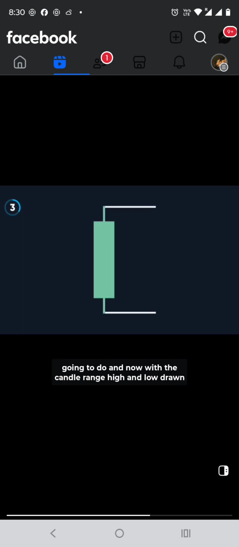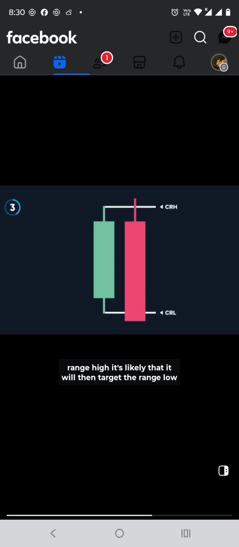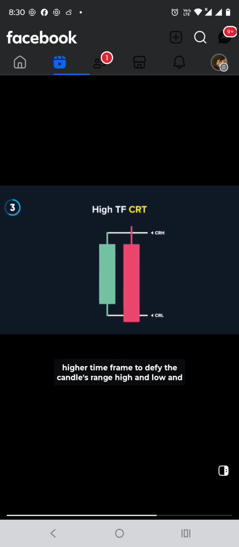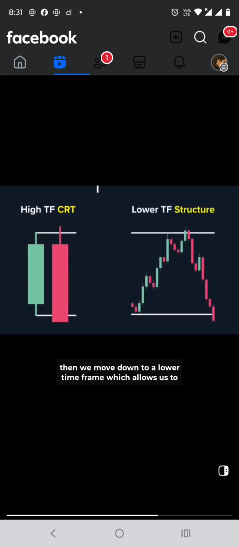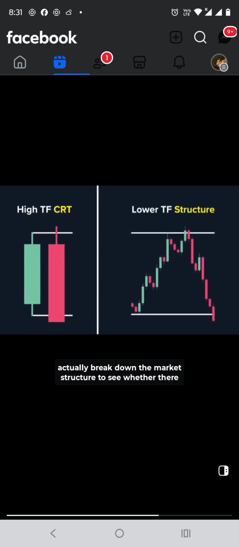To figure out what exactly the market is going to do, with the candle range high and low drawn out, we know that if the following candle sweeps the range high, it's likely that it will then target the range low next. But observing this on the daily time frame doesn't really tell us much, because whilst it will show where this second candle will open and close, it doesn't offer us the important market structure that we are looking for in order to justify a trade. This is why it's important to understand that we only use the higher time frame to define the candle's range high and low, and then we move down to a lower time frame, which allows us to actually break down the market structure to see whether there is a tradable setup.